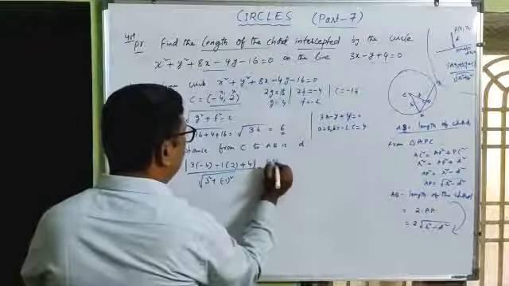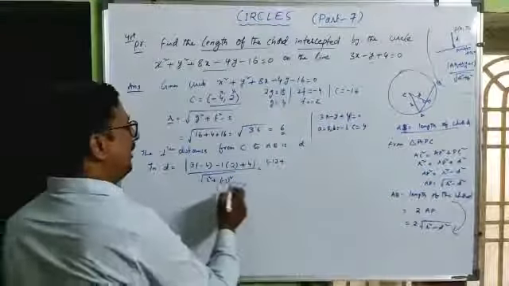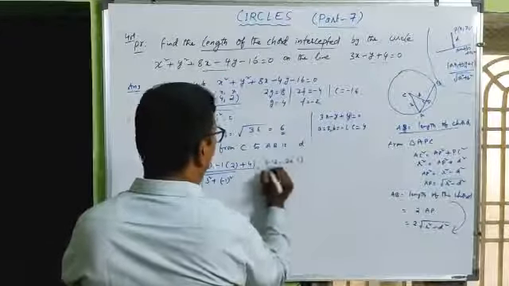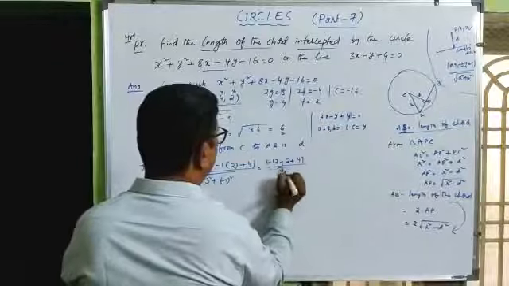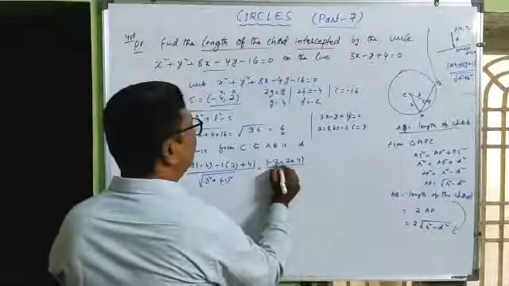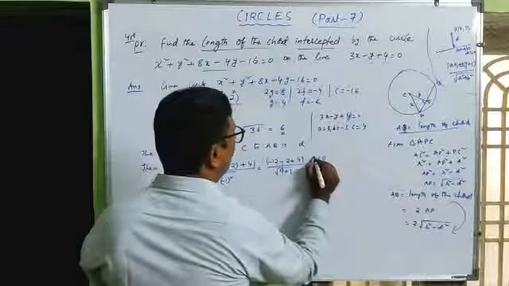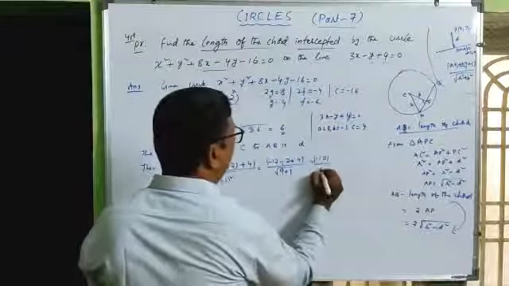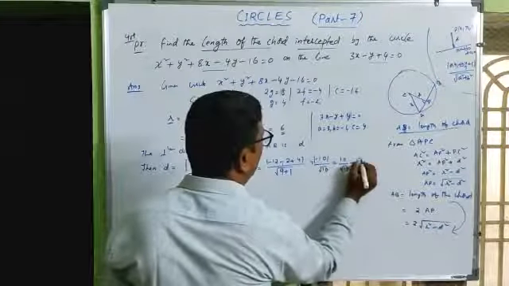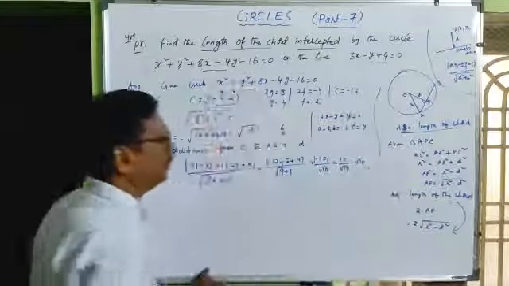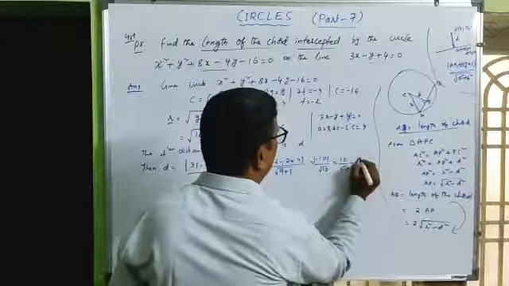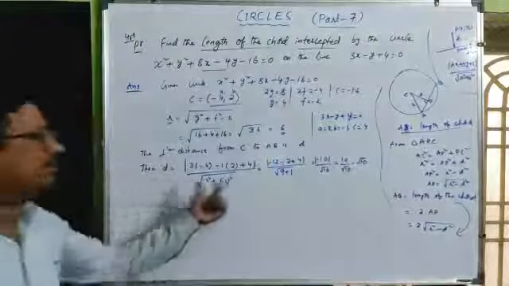This is equal to 3 fours are minus 12, minus 2, plus 4, whole divided by root of 3 square is 9, plus 1 square is 1. So minus 14 plus 4, that means modulus of minus 10 by root 10. That is nothing but 10 by root 10, which is equal to root 10. So the value of d we obtained is root 10.